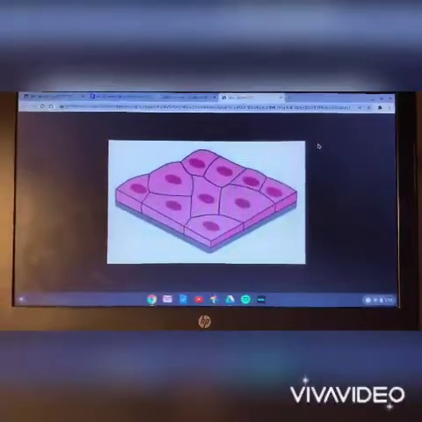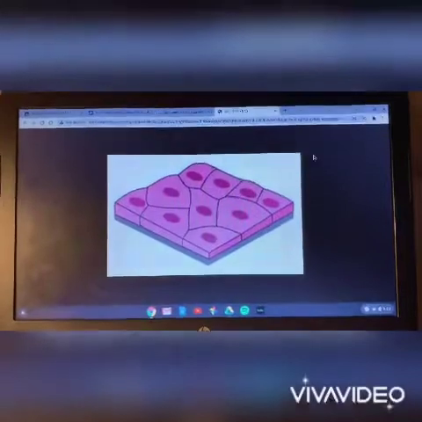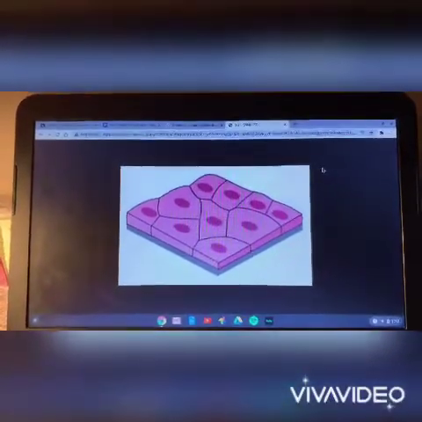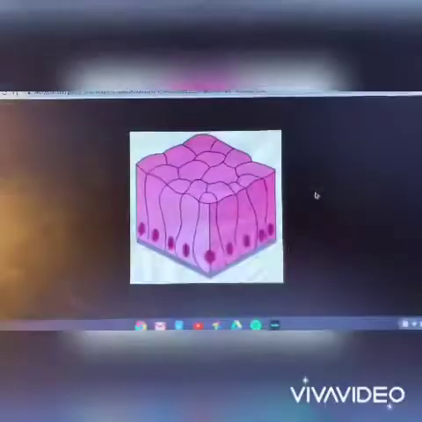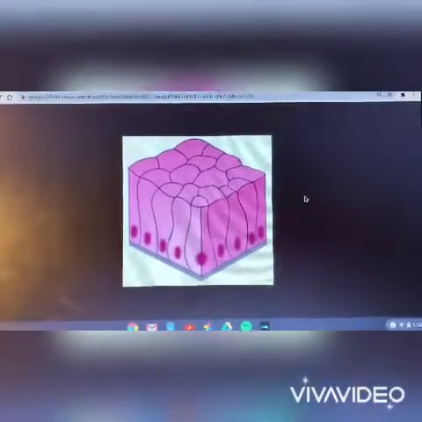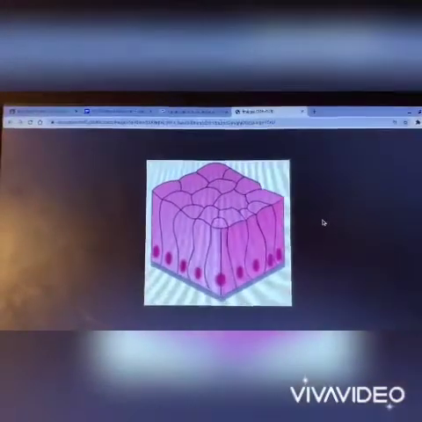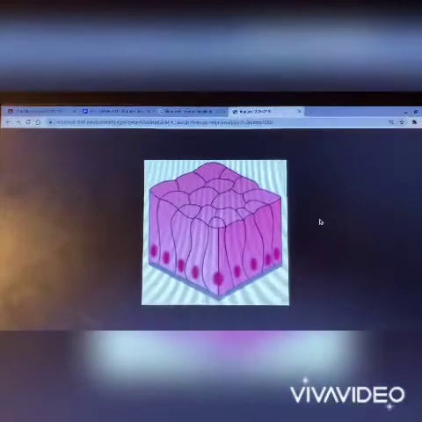This is a simple squamous epithelial. Its function is diffusion and filtration. It is found in the lungs, the walls of the capillaries, and the vessels. This is a simple columnar epithelial. Its main function is absorption. It lines the uterus and most other organs of the digestive tract.